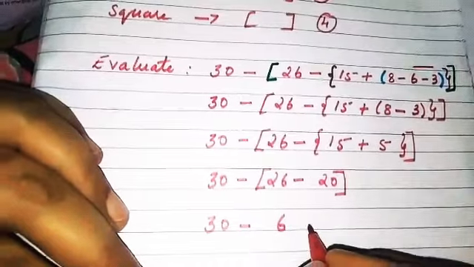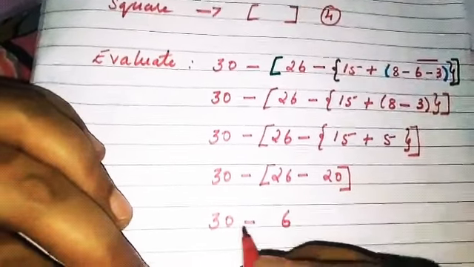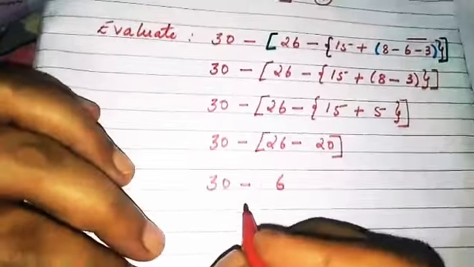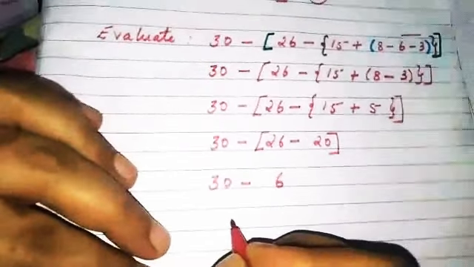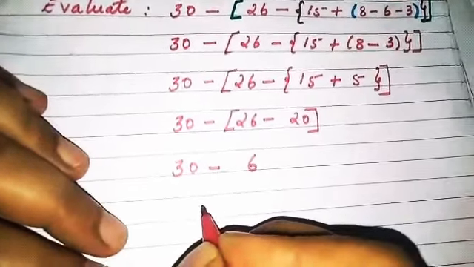So what are we left with? We are just left with 30 minus 6. So the final answer would be, any guesses?